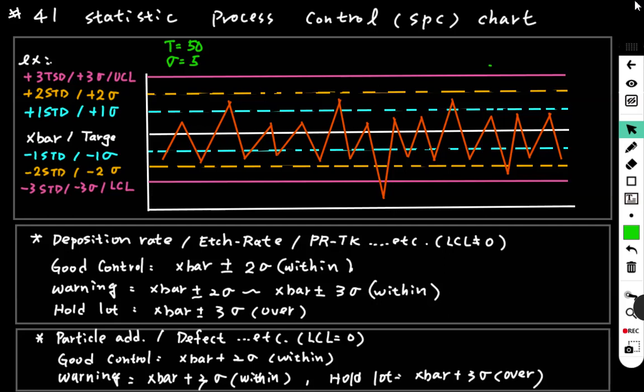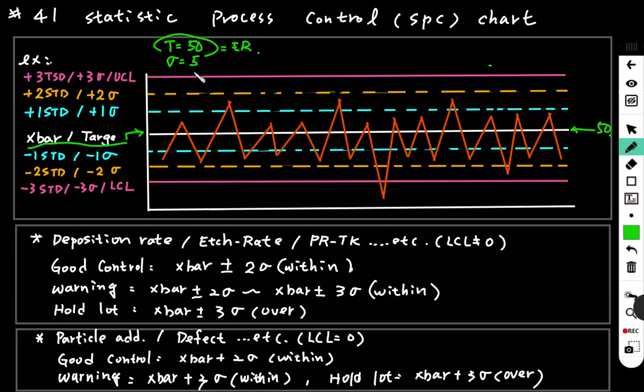For example, this is a typical chart. We have the median bar, X bar, or we call it the target, this line. For example, this chart is for controlling the etching rate. The target we set up is 50, the X bar 50.